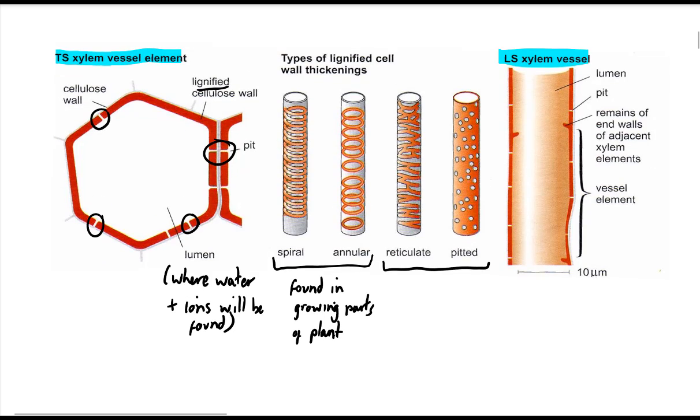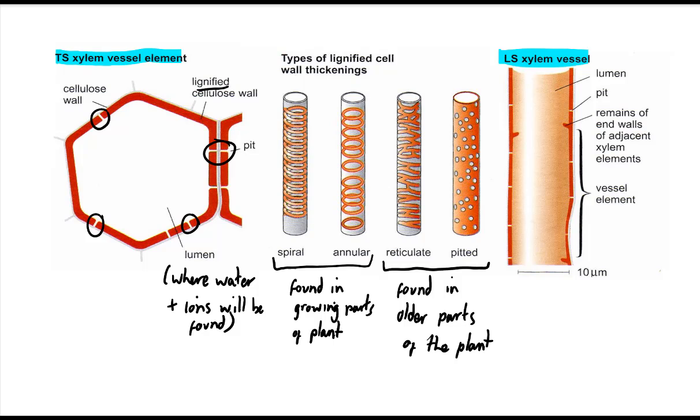And the reason why they've got these spaces between them is because it allows the xylem to elongate and stretch. As the plant gets older, this lignin will be filled in and it will fully strengthen the xylem. So reticulate and pitted patterns are found in older parts of the plant.